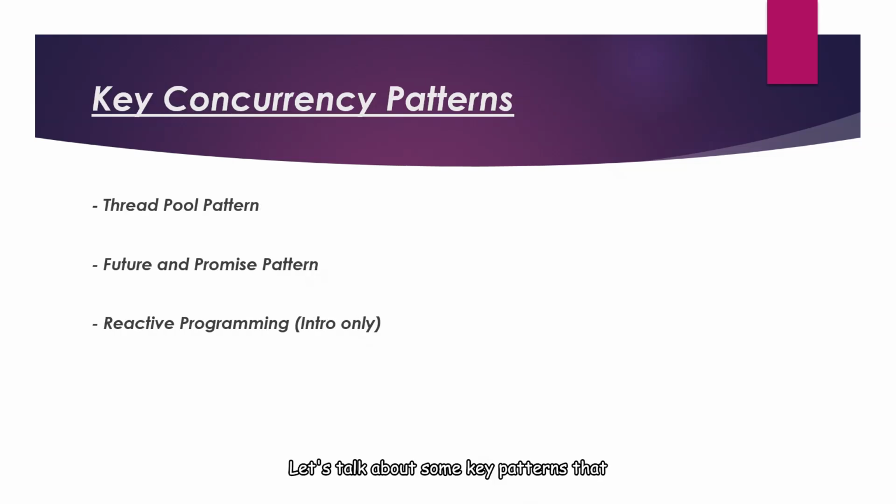Let's talk about some key patterns that help us design concurrent systems more efficiently. The thread pool pattern: instead of creating new threads for every task, we reuse a pool of threads, saving overhead. The future promise pattern allows a thread to start work asynchronously and later retrieve the result.